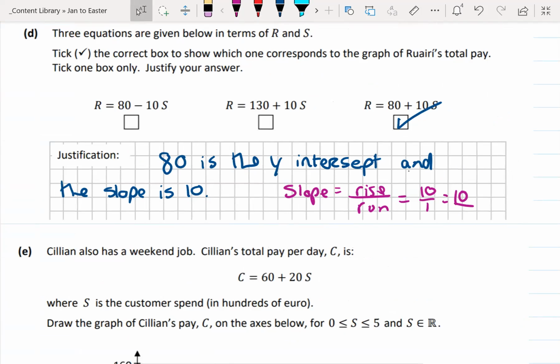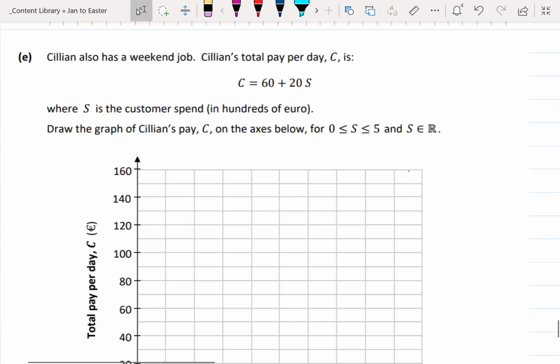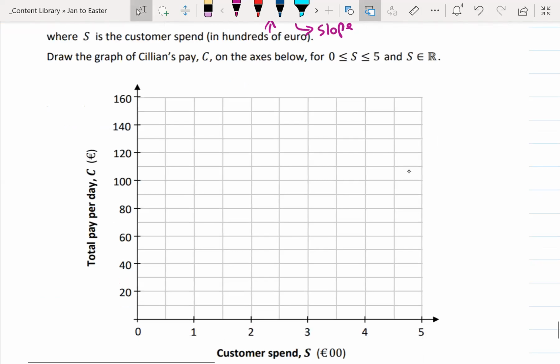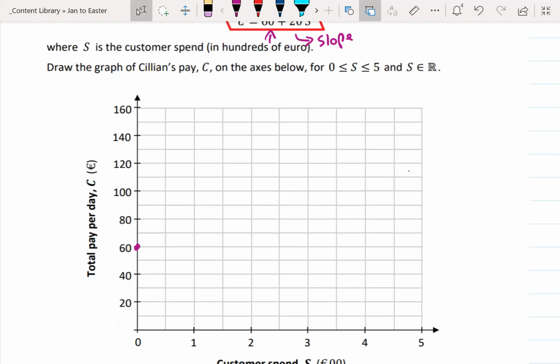Next question. Killian also has a weekend job, and that's his pay. They give us a formula for Killian's pay. It looks to me like the y-intercept is going to be 60, and the slope on this one is going to be 20. So he'll be starting on 60. That graph will start here. He gets 60 euros just for turning up, but it looks like he might earn more depending on how much the customers pay.